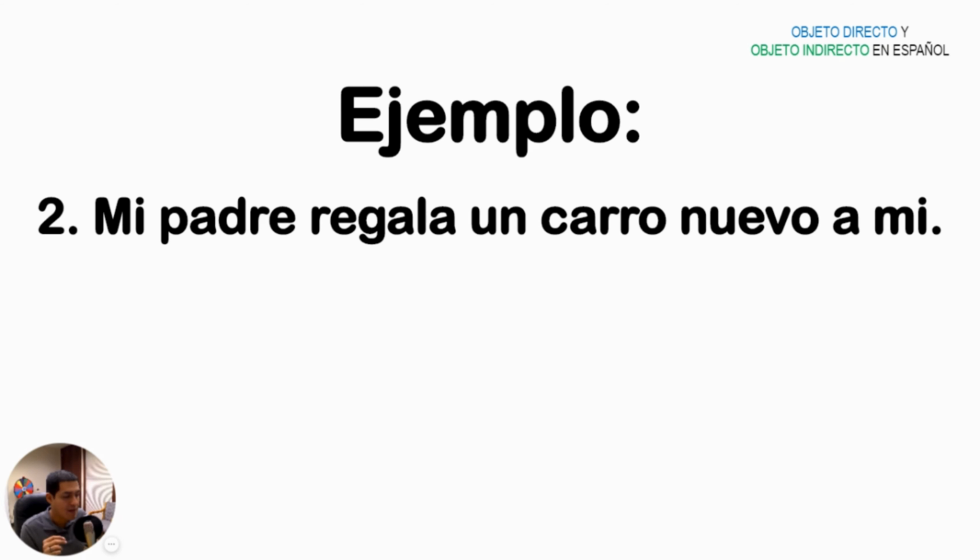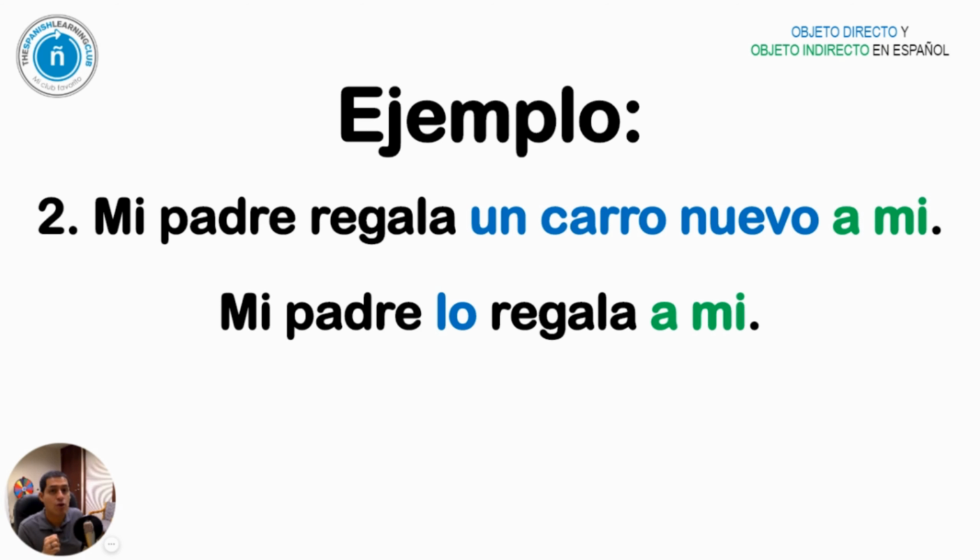Mi padre regala un carro nuevo a mí. Mi padre regala, to gift. Un carro nuevo, direct object. A mí, indirect object. So I will replace un carro nuevo with the direct object pronoun. And I will place it before the verb and I will get a sentence like this. Mi padre lo regala a mí. Lo is replacing un carro nuevo.